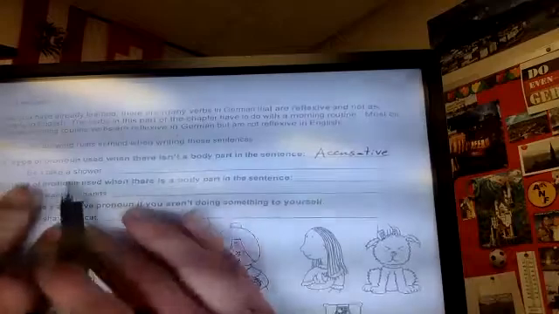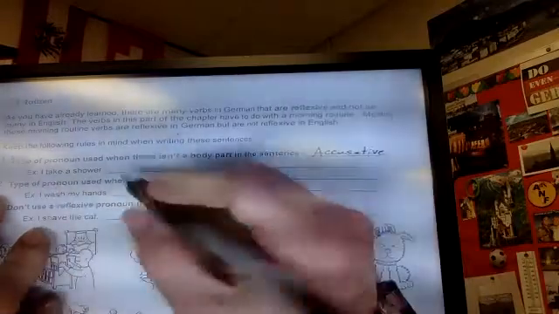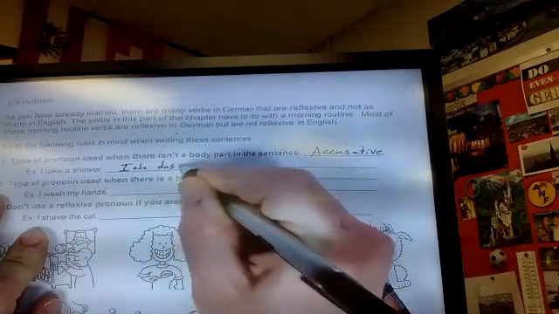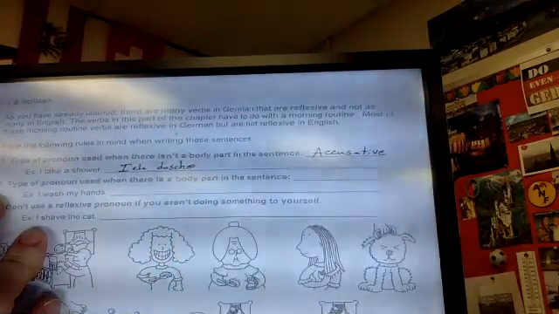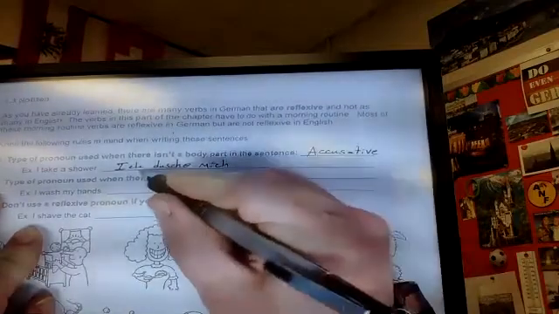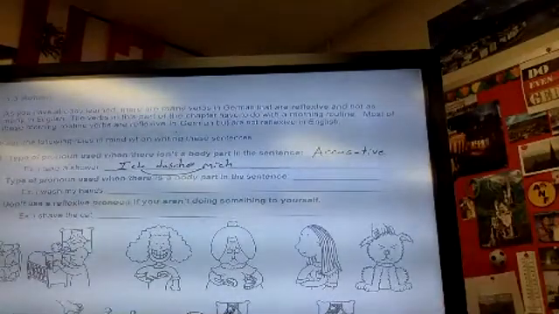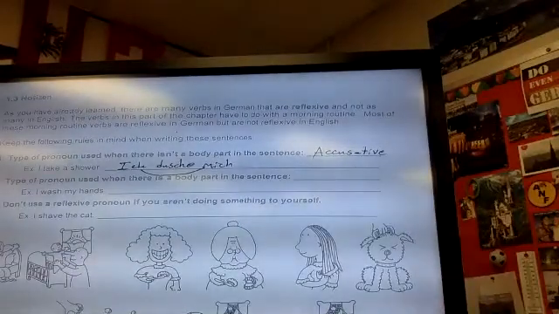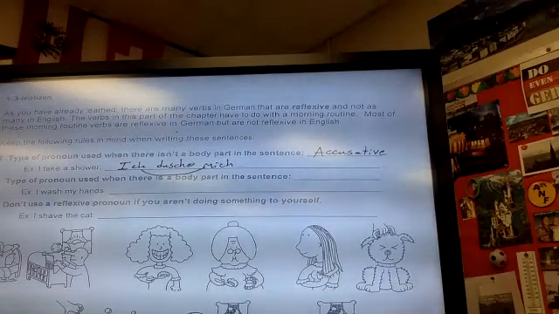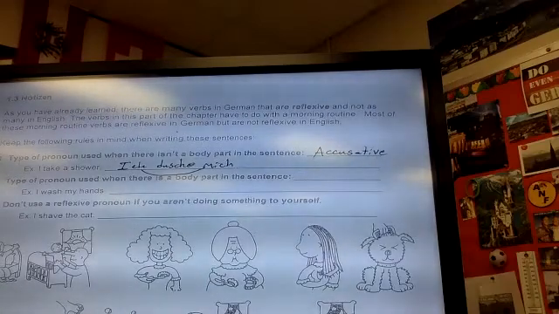So, example, I take a shower. Ich dusche mich. These two things match up with each other. You won't use ich and then say a different one ever. It will always either be mich or mir with it.